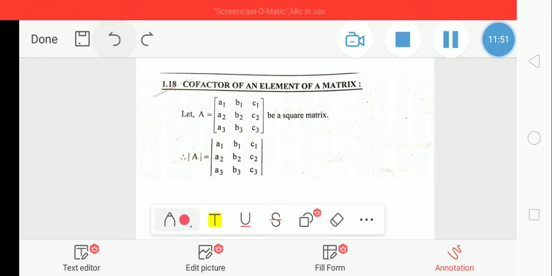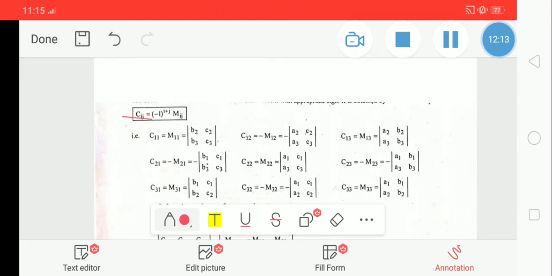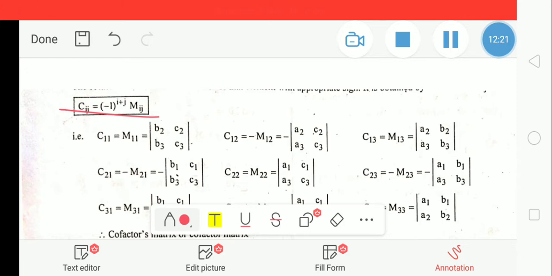Now finding the cofactor of an element of a matrix. So A is a matrix: A1, A2, A3, B1, B2, B3, C1, C2, C3. It is a 3 cross 3 square matrix. Now taking mod A, we need the determinant of A1, A2, A3, B1, B2, B3, C1, C2, C3. Now we know this is the formula: Cij is equal to minus 1 raised to i plus j multiplied by Mij.